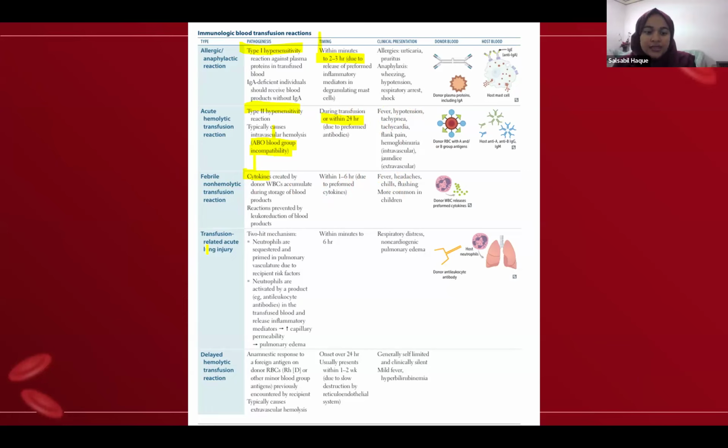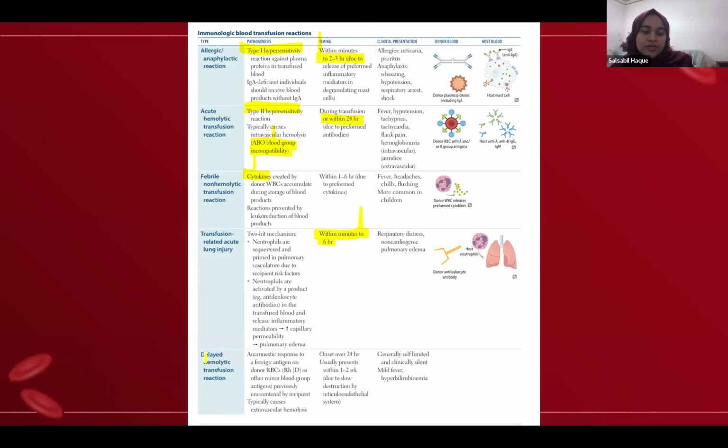Then you have transfusion-related acute lung injury. Okay, this happens due to two mechanisms. So either neutrophils are sequestered in pulmonary vasculature, and neutrophils are activated by a product in the transfused blood, basically. Okay, and this releases inflammatory mediators, which causes pulmonary edema and acute lung injury. This can happen within minutes to 6 hours, and it causes respiratory distress, definitely because of the pulmonary edema.